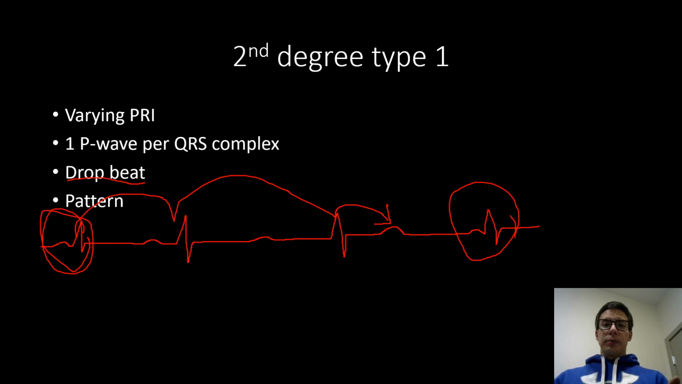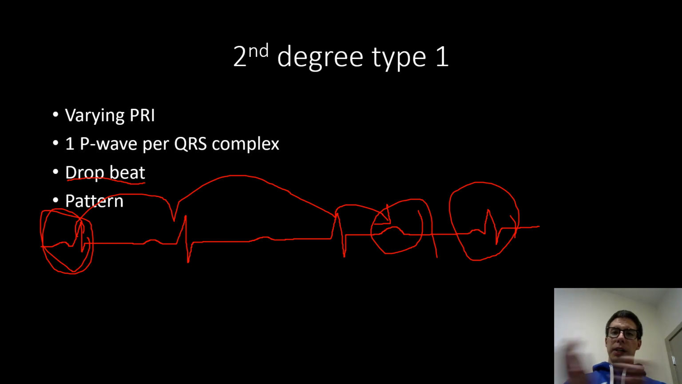So the P wave and the QRS complex are in a relationship, right? So at first they're close, they're happy, everything's good. But over time, they slowly start to kind of distance from each other. Then eventually they break up, which is the drop beat. But then one day they're both in the bar, they see each other, one of them winks, and they get back together. So wink and back.